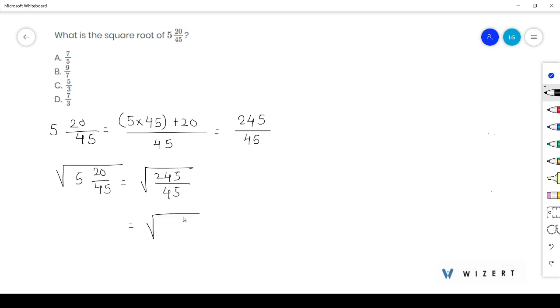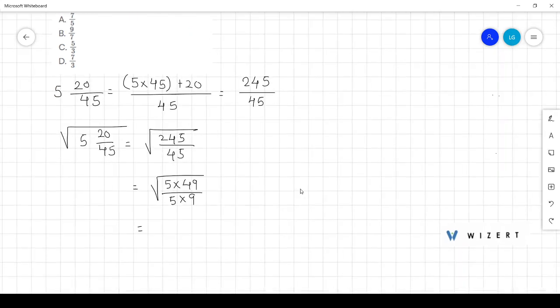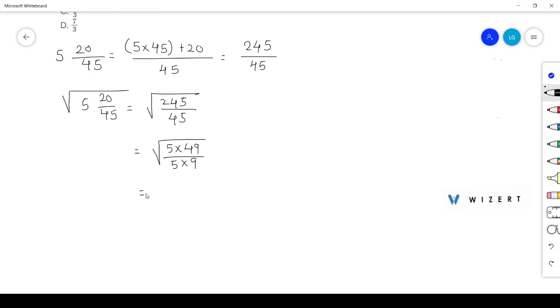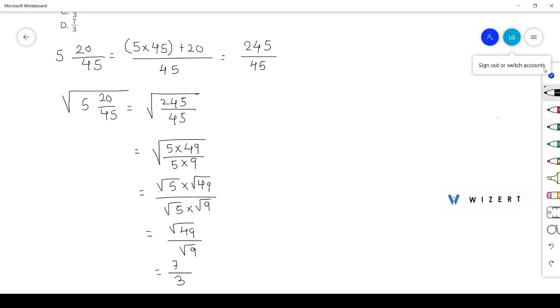Now this 245 can be written as 5 into 49, and this 45 can be written as 5 into 9. So we can separate this. Square root of 5 into square root of 49 divided by square root of 5 into square root of 9. So it is square root of 49 divided by square root of 9. Square root of 49 is 7 and square root of 9 is 3. So it is 7 by 3.